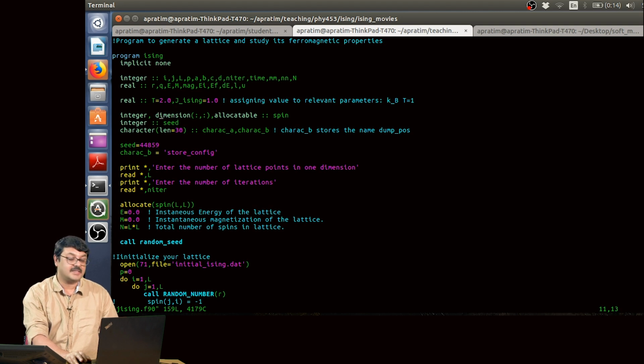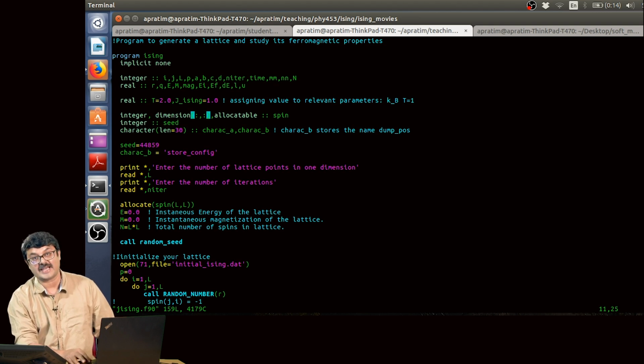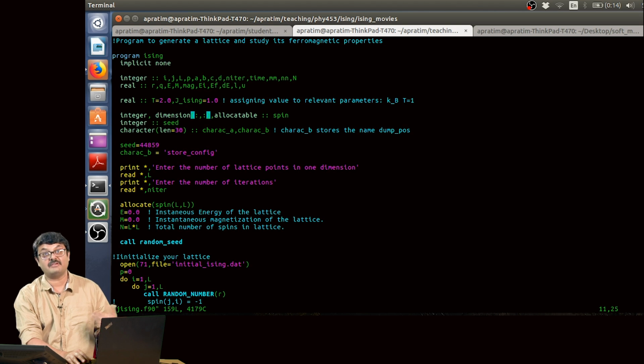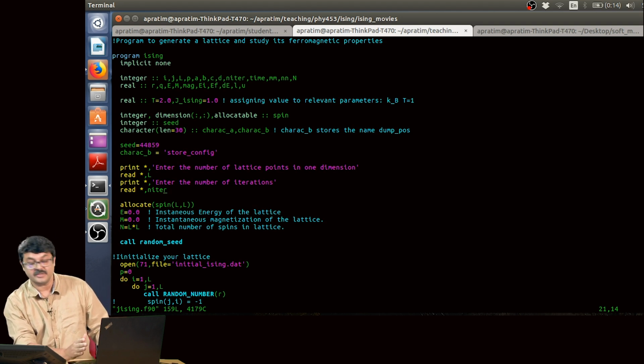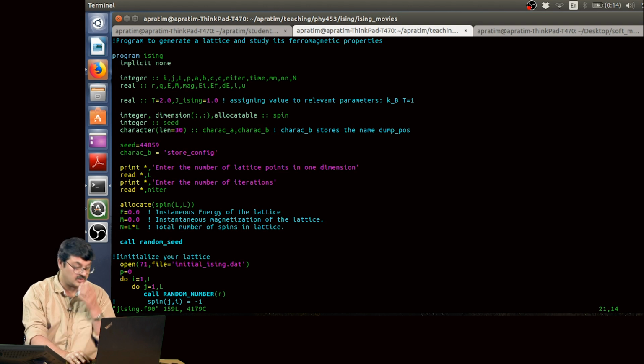Okay. And the spins are +1 and -1. I am basically defining an array whose size is allocatable, and the name of that variable, a 2-dimensional array, is spin. Here I give 2 colons, which means it is a 2D array, and its size shall be discussed when we run the code. Okay. So, here I am saying please give the number of lattice points in one dimension. So, that is L. You can give L to be 20, 30, 40, 5, 10, whatever you want, and the number of iterations that you want at that particular temperature, and we shall first do this and see how thermodynamic quantities evolve.